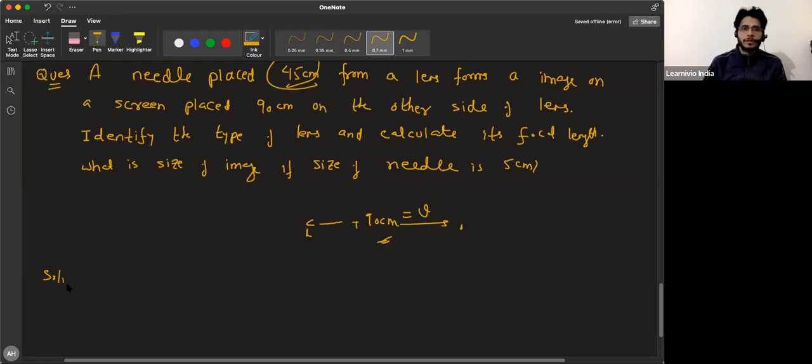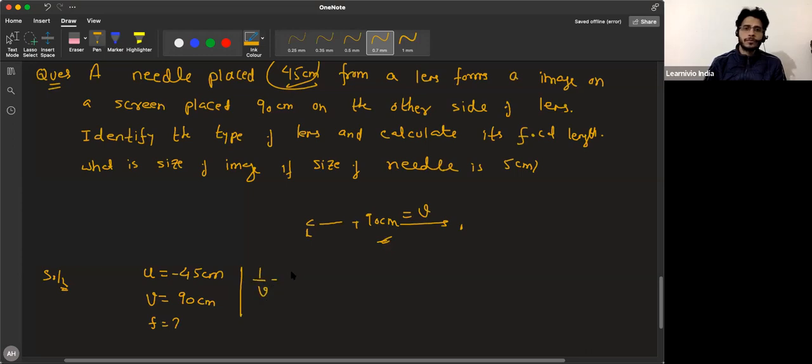Yes, Ahmed, you are right. It's correct, Mariam. First part is correct. See, your object distance is minus 45 centimeter. Your image distance is 90 centimeter. Yes, Mariam, both the parts are correct. Good. You need focal length.